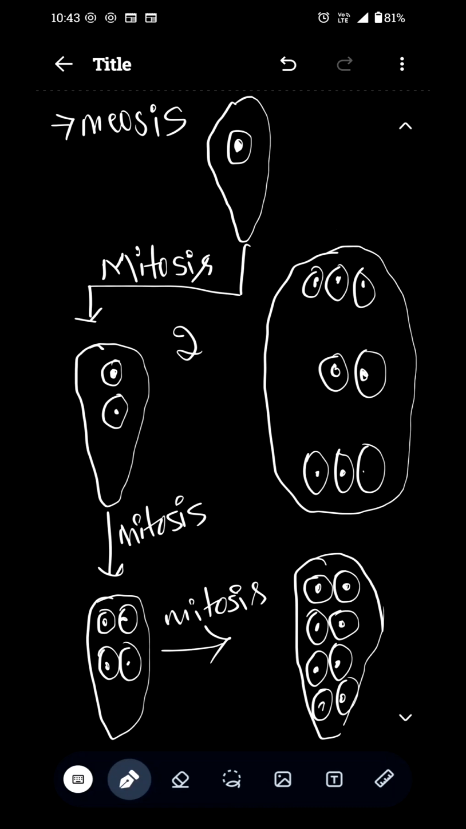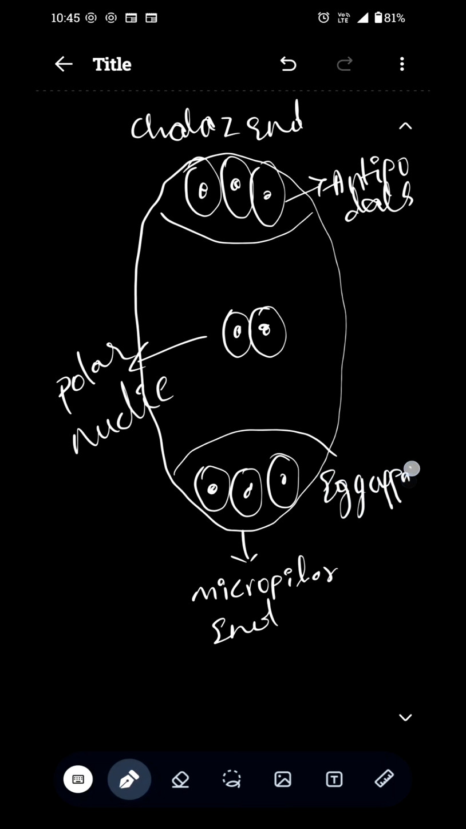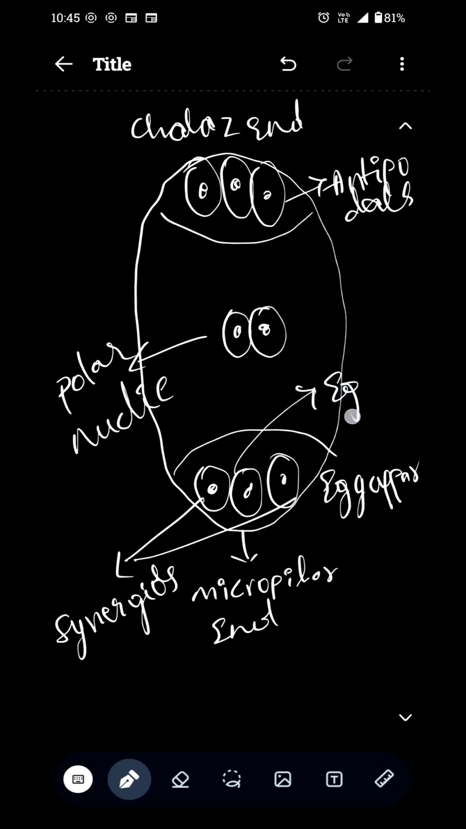Hence these 2 cells will combine to form the polar nuclei. Now I will draw a bigger one. Can you see these 3 cells which go towards the chalazal end? They are called antipodals. And the 3 cells which come towards the micropylar end are called the egg apparatus. In that egg apparatus, 2 cells will be synergids, and one cell will be the egg cell.